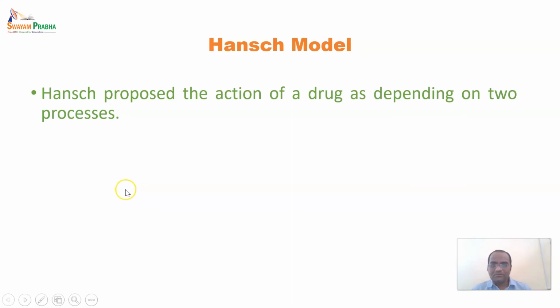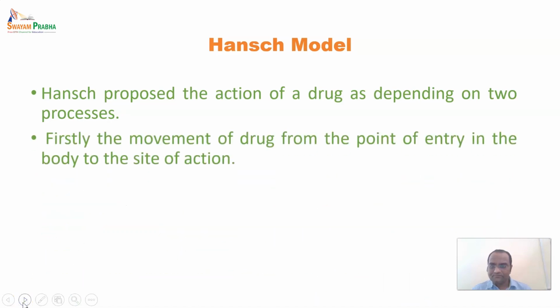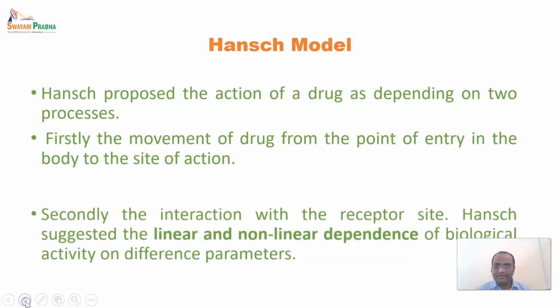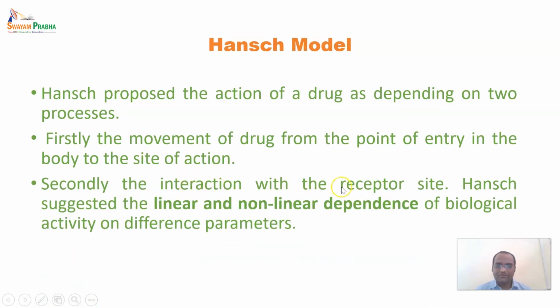Hansch proposed drug action depending on two processes. Firstly, the movement of the drug from the point of entry into the body to the site of action, and secondly, the interaction with the receptor site. Hansch suggested linear and non-linear dependence of biological activity on different parameters. So these were the two proposed things. Firstly, the movement of the drug from the point of entry, meaning where the drug has been administered, to the site of action.